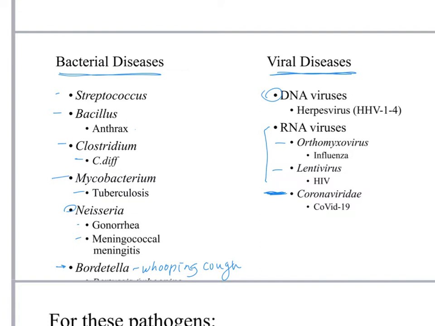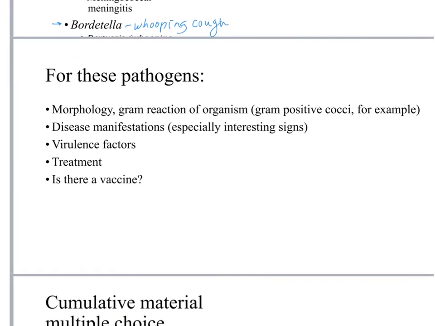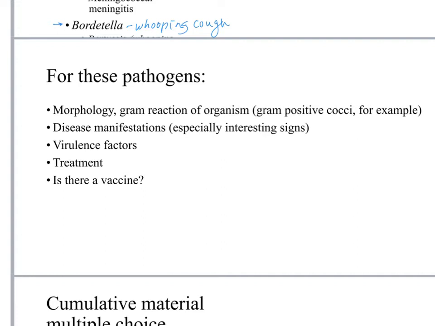Mostly I end up kind of talking a lot about a lot of interesting things about these pathogens. It kind of varies by pathogen, but you want to keep in mind, in particular, the morphology and the gram reaction. So kind of the first thing, okay, is this a gram-positive cocci, or is it a negative sense, single-stranded RNA virus? Just kind of the basic info about the pathogen. What kind of diseases does it cause? What are some interesting signs and symptoms of those infections?